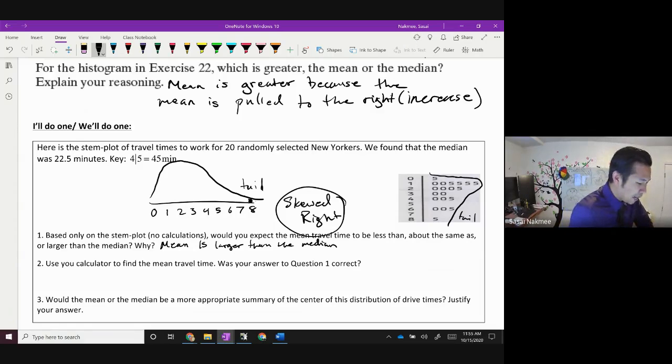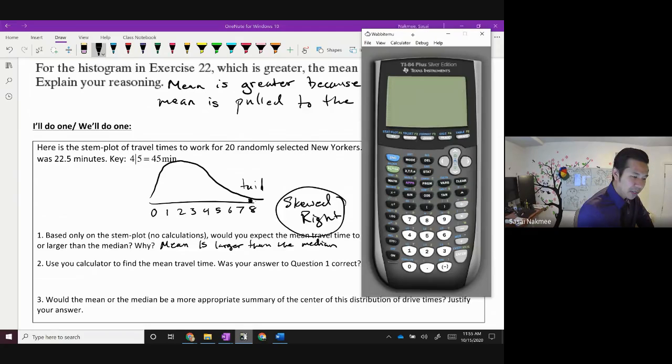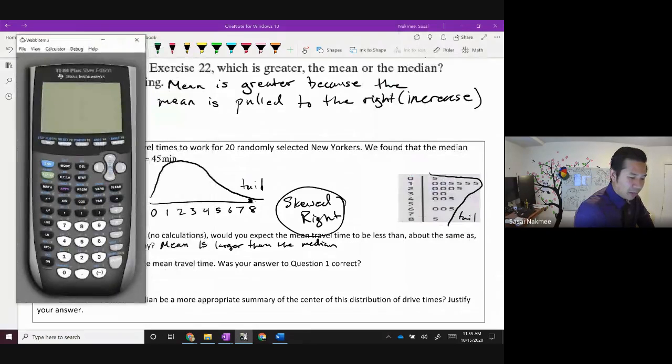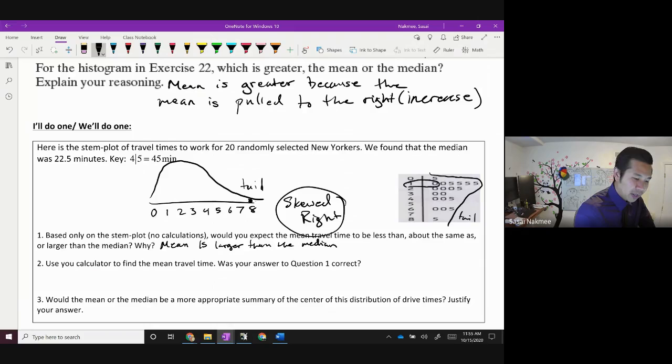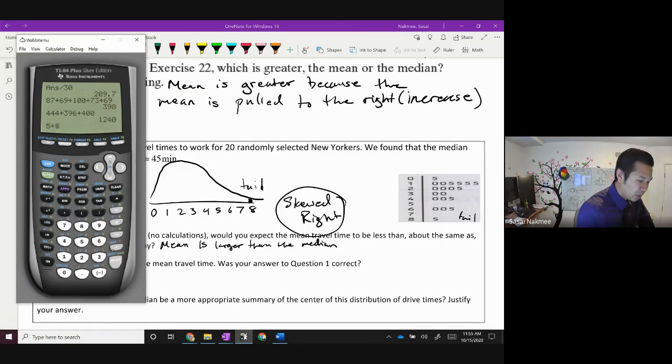Use your calculator to find the mean travel time. So let's do that real quick. How do you calculate the mean travel time? I have the numbers here, so I just add them up. The first number is 5, and the second number is 10. You see that? So I'm going to go ahead and add that: 5 plus 10.